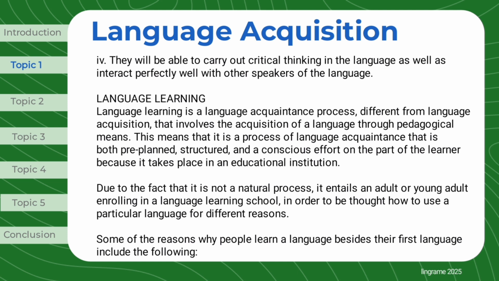Language learning is a language acquaintance process, different from language acquisition, that involves the acquisition of a language through pedagogical means. This means that it is a process of language acquaintance that is both pre-planned, structured, and a conscious effort on the part of the learner because it takes place in an educational institution. Due to the fact that it is not a natural process, it entails an adult or young adult enrolling in a language learning school in order to be taught how to use a particular language for different reasons.